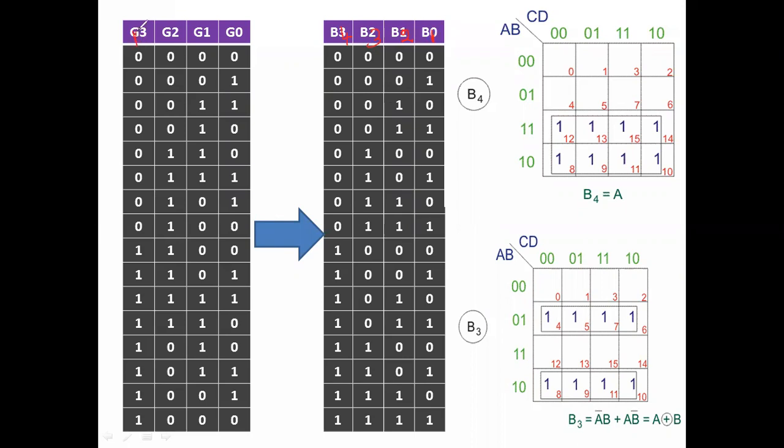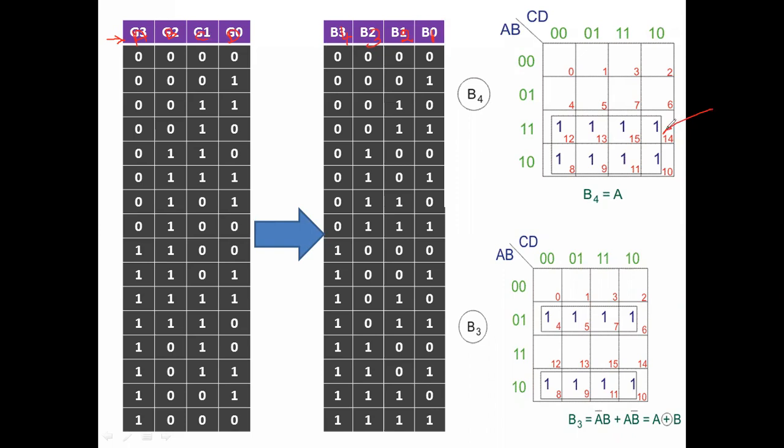These are all the given gray code A, B, C, and D. Instead of G0, G1, G2, G3, you assume these variables A, B, C, and D. So by taking A, B, C, D as input, and by using this B4 column, fill the values in the Karnaugh map and then make the reduction.